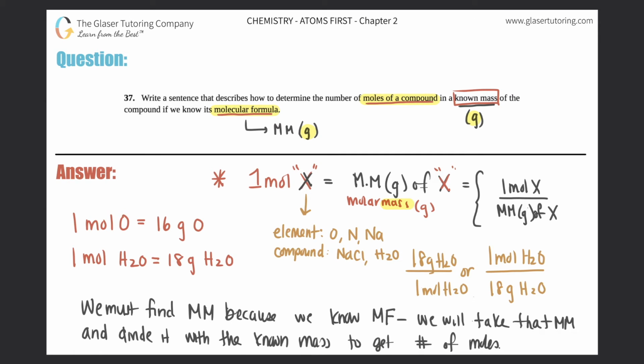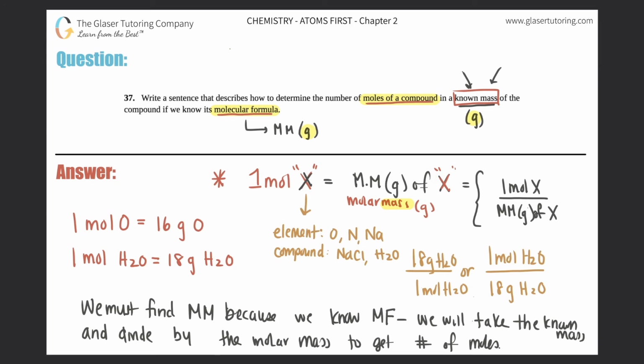So in essence, what you're going to do is you're going to take the amount of mass that you have, the known mass, and divide it by your molar mass. So we'll just say we will take the known mass and divide it by the molar mass. Just so that we have the correct wording.